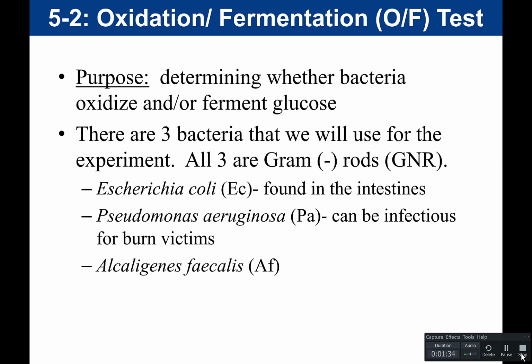There are 3 bacteria that we will use in this experiment. All 3 are gram-negative rod bacteria, just like we saw for the phenol red broth test. So we have our Escherichia coli, our E. coli, again, found in the intestines. We have Pseudomonas aeruginosa, which we will abbreviate PA. Pseudomonas aeruginosa is the major cause of death in burn victims, and we'll talk a lot more about it coming up. We have Alcaligenes faecalis. Faecalis refers to feces. Again, this is a bacteria that's found in the intestines. And so these are the 3 bacteria we will test in this experiment.